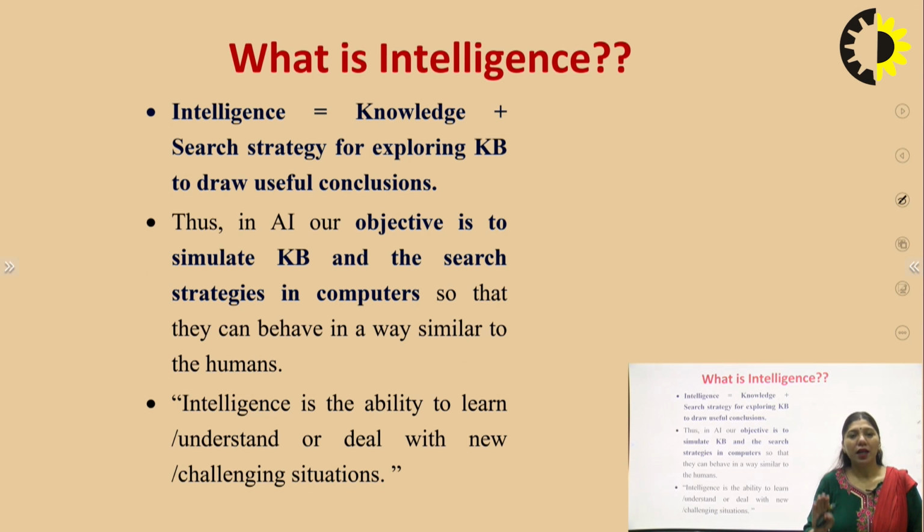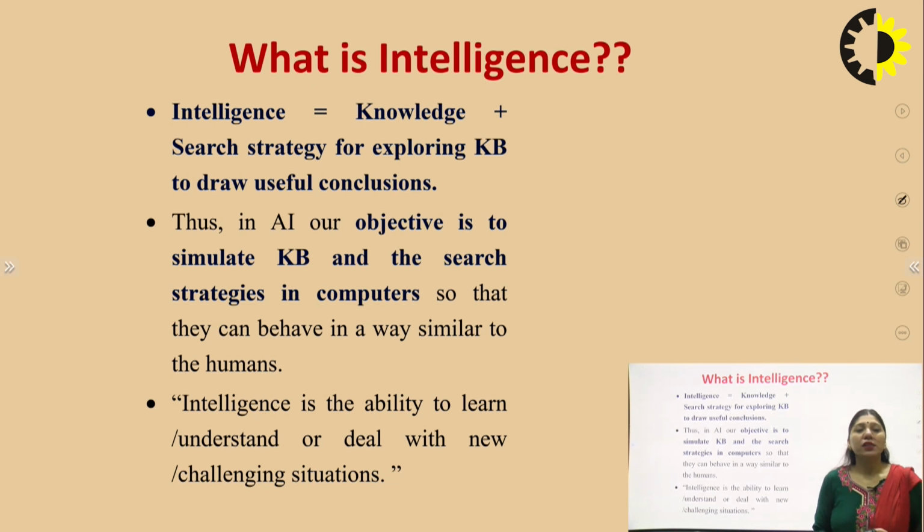So simply, I told you about the knowledge, and with the knowledge, we are in need of the search strategy. I had taken the knowledge, and then after that, I'll apply the search strategy for having my problem statement solution, for exploring knowledge ways to draw useful conclusions. So getting my point, everyone? What is intelligence? Intelligence is basically the combination of knowledge plus search strategy.